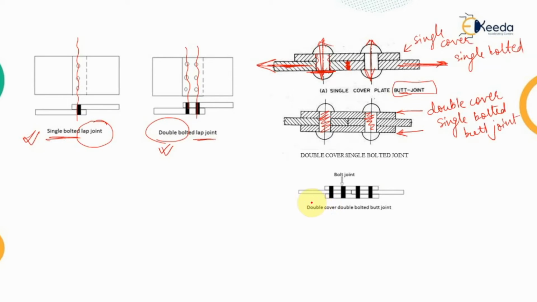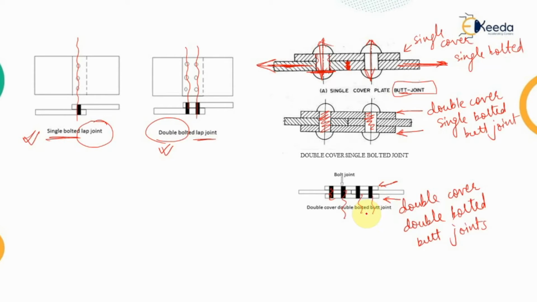In the next classification, we can have the two cover plates, that is on both the sides of the elements to be connected, and we are providing two chains of the bolts for each plate. So that means it will be double cover, since two cover plates are provided, and it will be double bolted, because for each plate we are providing two rows of the bolts. So it is double cover, double bolted butt joints.